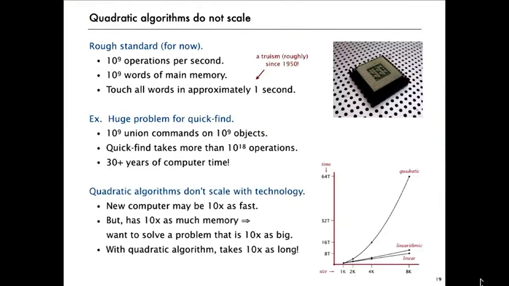And the reason is, and the problem is, that quadratic algorithms don't scale with technology. You might have a new computer that's 10 times as fast, but you can address a problem that's 10 times as big. And with a quadratic algorithm, when you do that, it's going to be 10 times as slow. That's the kind of situation we're going to try to avoid by developing more efficient algorithms for solving problems like this.